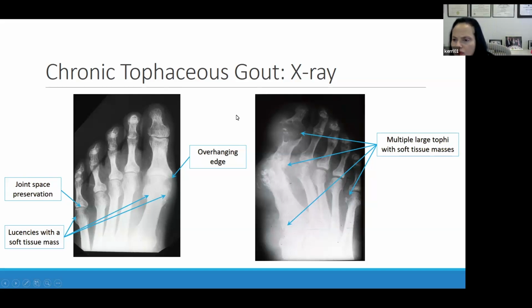Here's some with much more advanced tophaceous gout. The joint space is now narrowed. The overhanging edge is still here. There are multiple erosions with a huge soft tissue mass, another soft tissue mass with erosions, overhanging edges in multiple places, dissolution of the bone where it has been replaced by a huge tophus. And if you were to stick a biopsy needle in here, you would see uric acid crystals, a pure sequestered precipitate with no white cells.